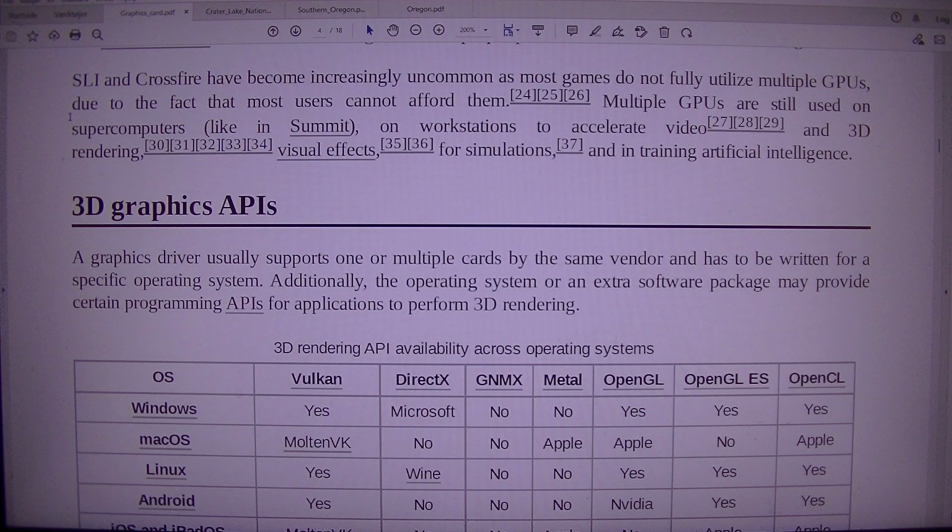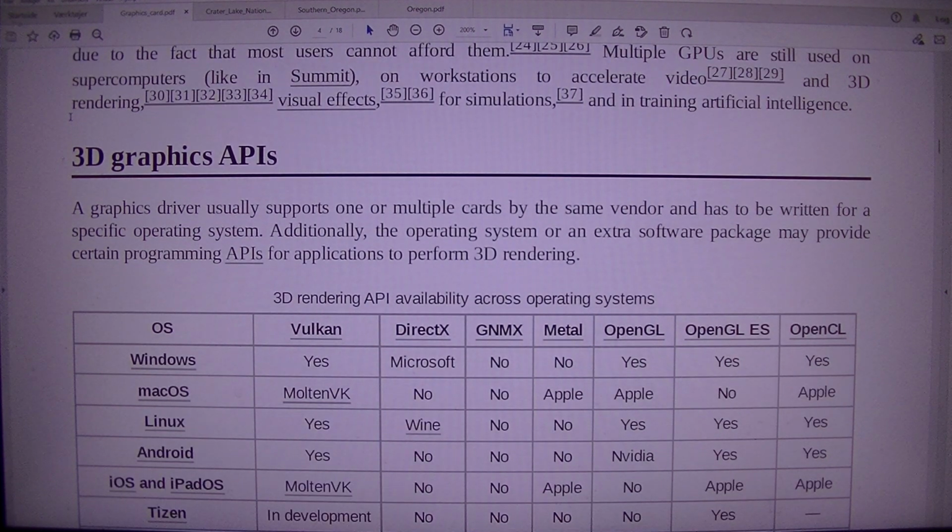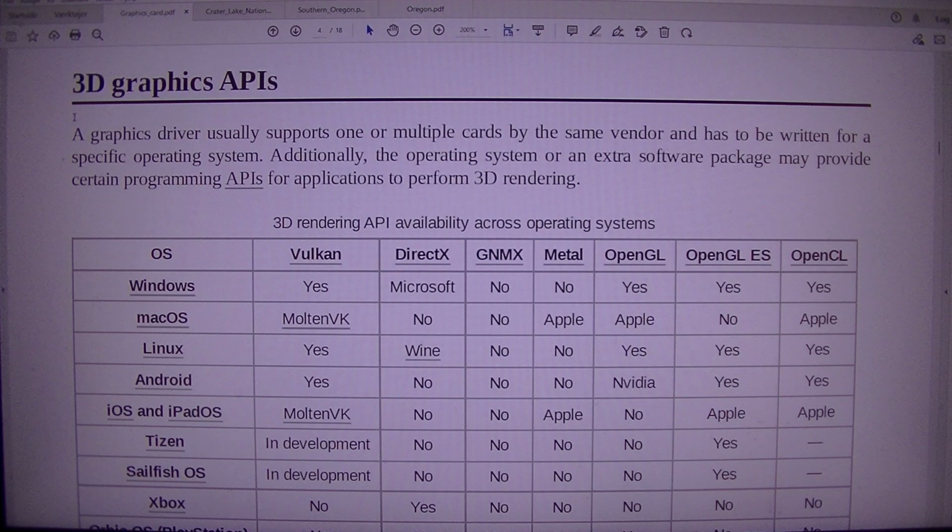A graphics driver usually supports one or multiple cards by the same vendor and has to be written for a specific operating system. Additionally, the operating system or an extra software package may provide certain programming APIs for applications to perform 3D rendering. 3D rendering API availability across operating systems: Vulkan, DirectX, Metal, OpenGL, OpenGL ES. Windows: Yes.